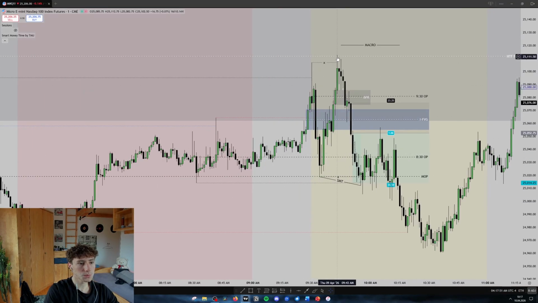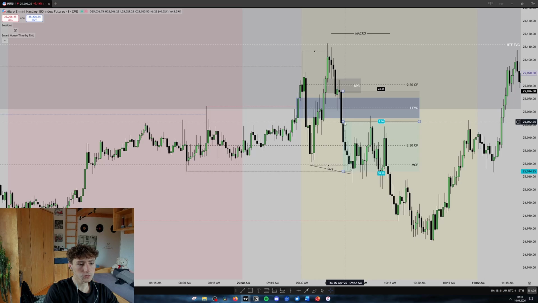We see once more a move to the upside, engineering buy-side liquidity right here. Why? Because we stopped right in advance of the CE level, traded lower, and from there really sold off. Perfect entry right here. Market maker sell model, balanced price range. That's your random model, I think, in that case as well. And from there it sold off, entered right here below the inversion fair value gap, and yeah, took partials.